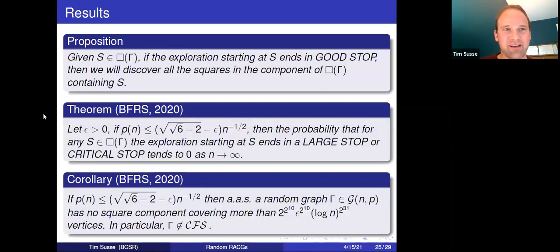And so the corollary of that is that if our density is less than the threshold, then asymptotically almost surely a random graph in G(n,p) has no component of its square graph that covers more than a power of log n many vertices. And in particular, that means it can't be a CFS graph. No component covers every vertex. So that's a whirlwind tour of how we analyze the subcritical process.